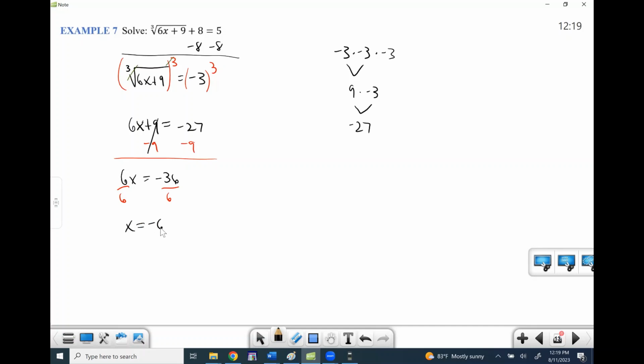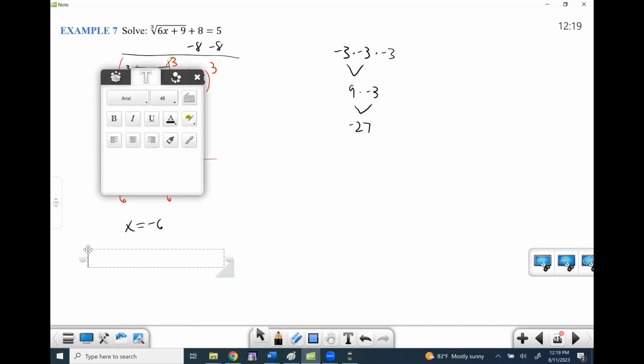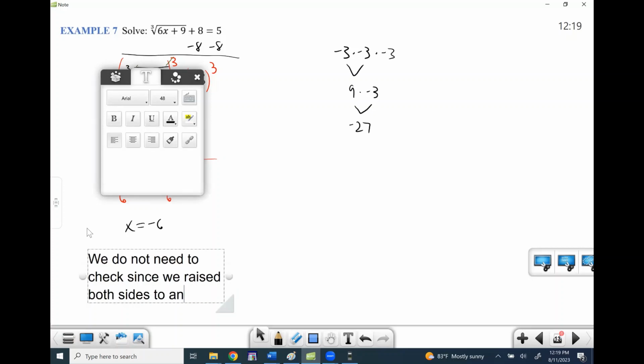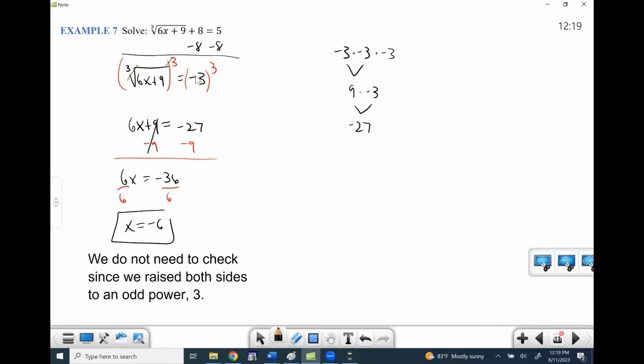Now, the question is, do we need to check? We do not need to check because we raised both sides to the power of 3. Okay, so we do not need to check since we raised both sides to an odd power, 3. So that makes it so much shorter, right? Not having to check. So we're going to keep negative 6.